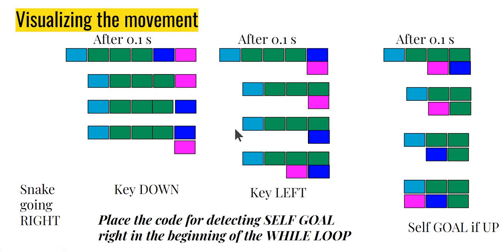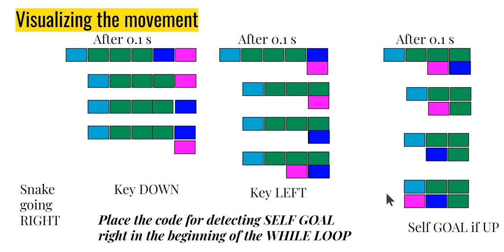Now, if I go, let's say, another down and then turn left, the same thing will happen again. First, these 4 will go and overwrite the top one. Then the head will get overwritten, and finally the head will appear. Now, one more left, and let's say I go up. At this point, there will be a self goal created because my head is going to hit the tail.